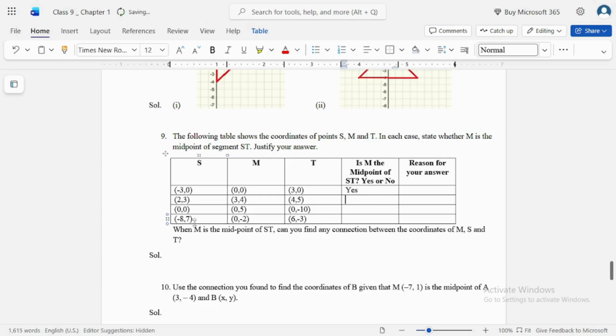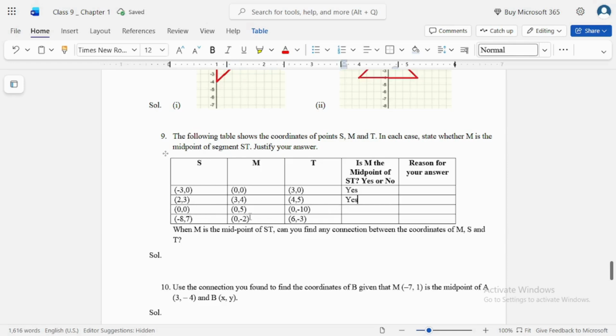Now coming to the second one, 2 plus 4, which is 6, divided by 2 will be 3. Okay, this is matching. And the y coordinate, 3 plus 5, 8 divided by 2, 4. Yes, this is also matching. So this is also the midpoint of S and T.